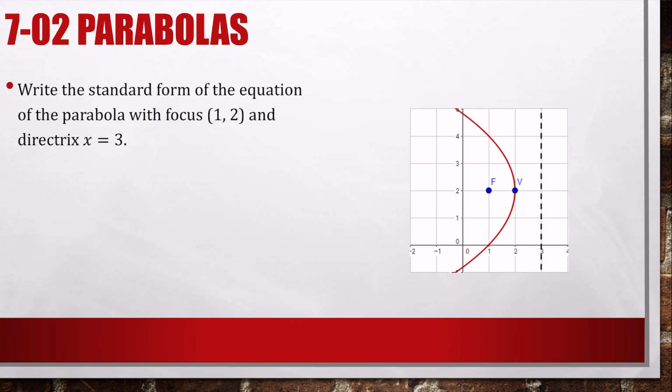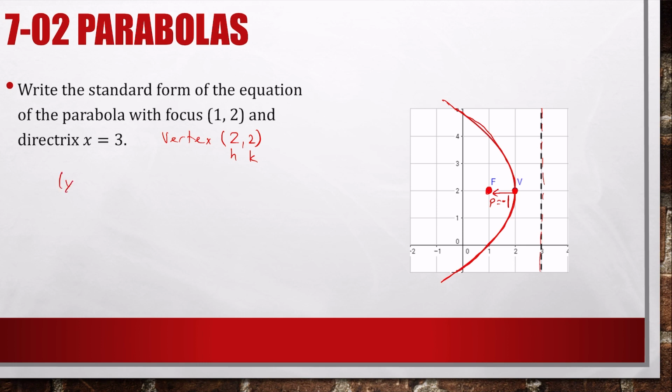Write the standard form of the equation of the parabola with a focus (1, 2), so graph that. And the directrix, x equals 3, so graph that. You know the vertex is halfway between the focus and the directrix. So you know the vertex is there, and you know your graph bends around the focus away from the directrix. So from that, we can tell the vertex is (2, 2), which is our h and our k. We can also then count the p. From the vertex to the focus, we see p is -1. Negative because it's going to the left.